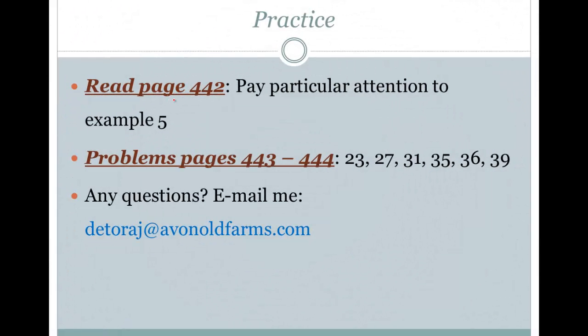Here's some practice. I want you to read page 442. There's one example there I want you to look at. Here's some problems. The first couple of these have to do with Heron's formula, just simple plug in and use it to find the area of a triangle. These four over here are word problems. They'll get you used to reading, drawing the diagram, and using either law of cosines or law of sines to solve.